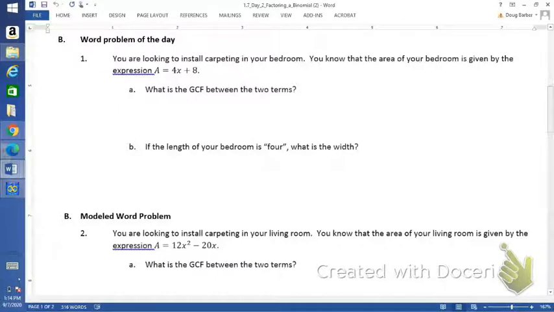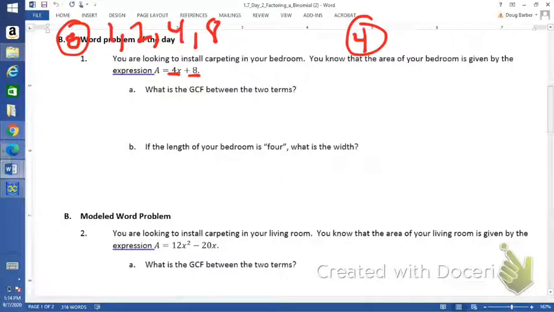Alright, so first term, second term. Write down the numbers for each. We have 4 and we have 8. Okay, so the factors of 8: 1, 2, 4, and 8. The factors of 4: 1, 2, and 4. Alright, so what's the greatest common factor between the two of these? It's going to be 4. So write that down.